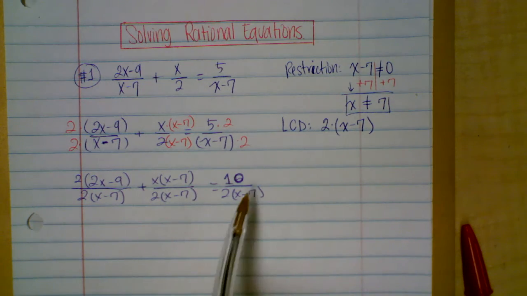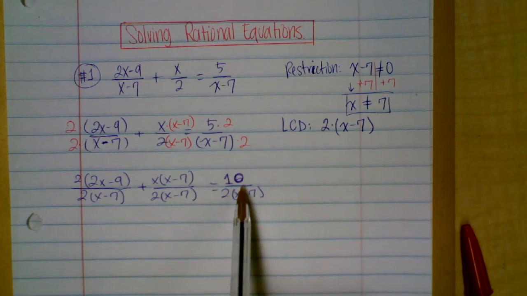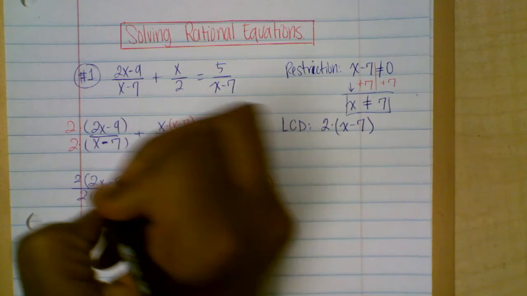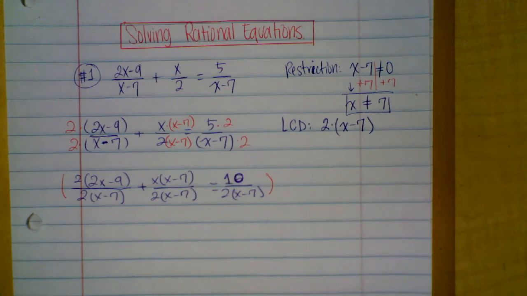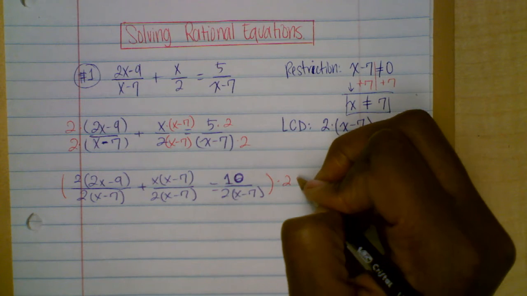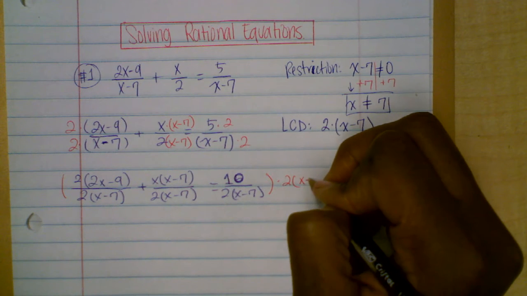Okay, so how do we do that? Again, in math, to undo division, we multiply. You want to undo the division by 2 times the factor x minus 7. So what are you going to end up doing? You're going to multiply the entire equation by the LCD, which is 2 times x minus 7.